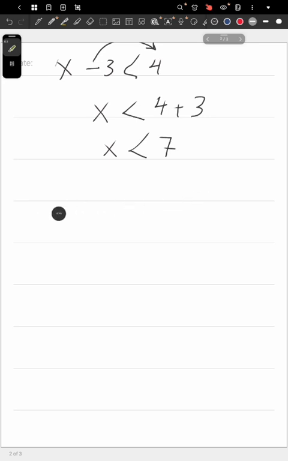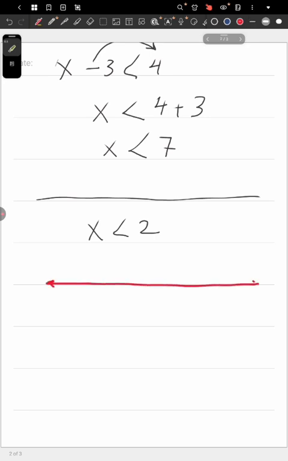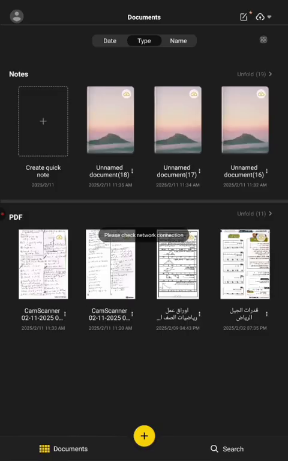How can we determine x less than 7 on a number line? This is the number line, with 7 here. This point is open because the inequality is strict, not equal. Less than means left, not right, so you shade the part on the left. Why on the left? Because it's less than. If it were greater than, it would be on the right. Thank you. This is another part.